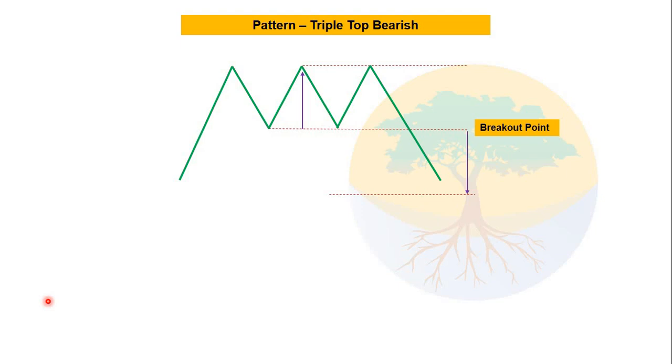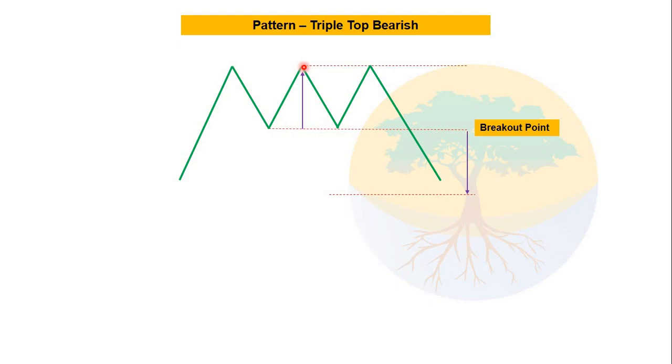Hello everyone. In this lesson we are going to look at a rather rare chart pattern formation which is called a triple top. So here you are having a price that is trending upwards, then it hits resistance, it bounces down, then it moves up again.